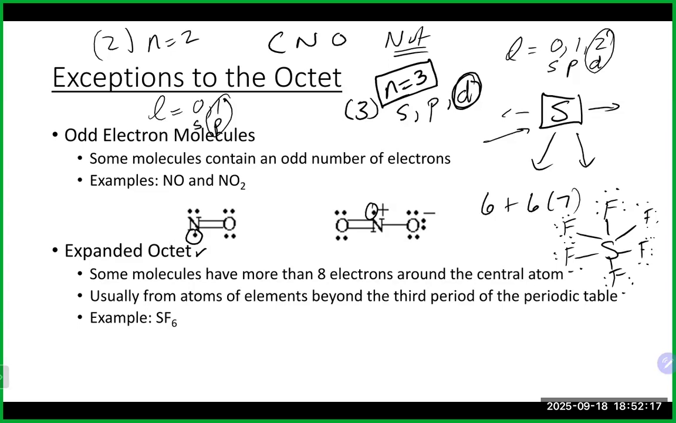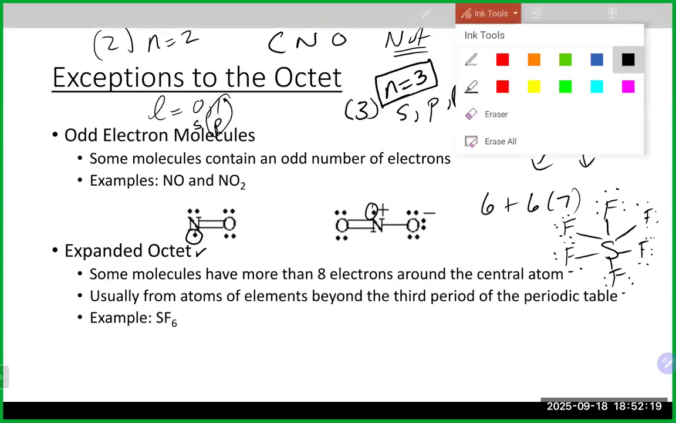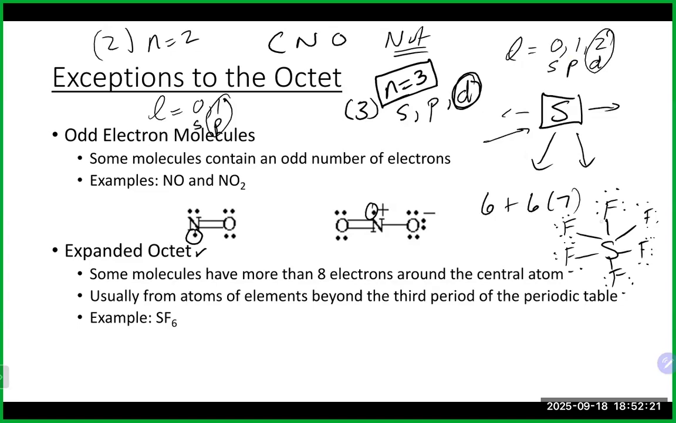In this particular situation, sulfur will end up with 2, 4, 6, 8, 10, 12 electrons around it. It's able to do that, and it's perfectly fine doing that. So we will definitely see the expanded octet a lot in here. There's a bunch of geometries that go with the expanded octet that we'll talk about.